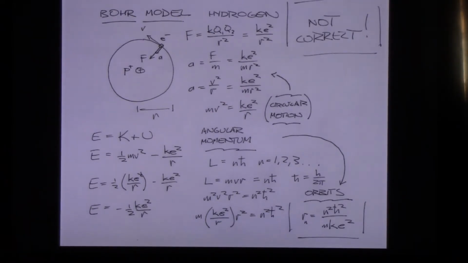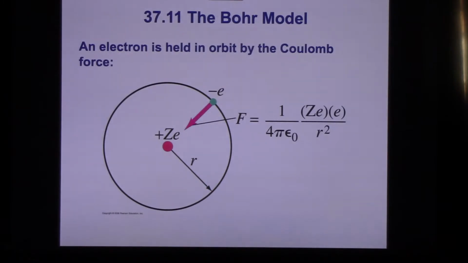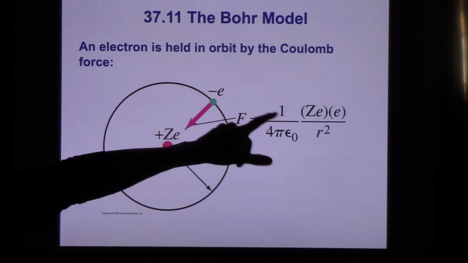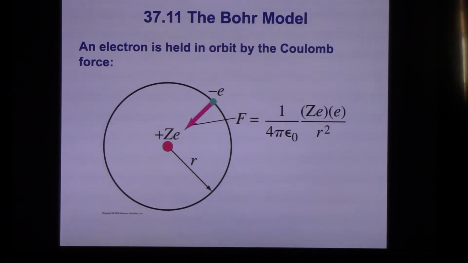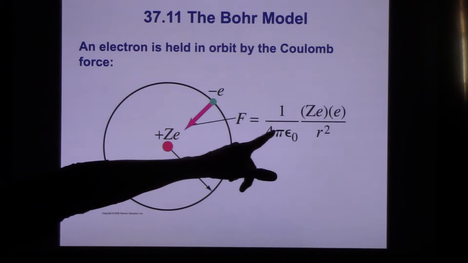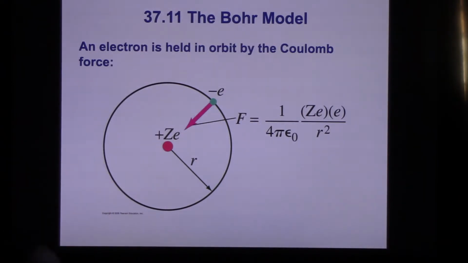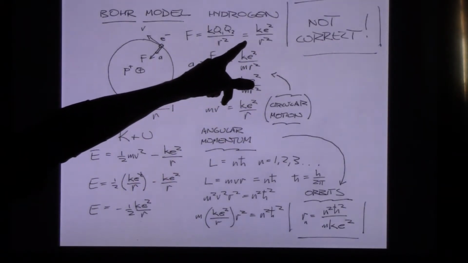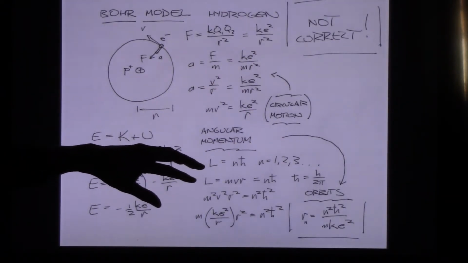Now I know the textbook introduces it that way, and then they stop using little k, but they use 1 over 4 pi epsilon naught instead. Now I'm going to go back and use little k because it's simpler. And so there it is. But again, the textbook does introduce that at one point.